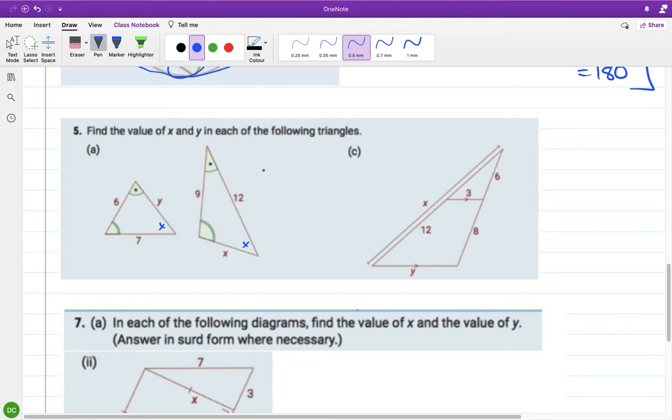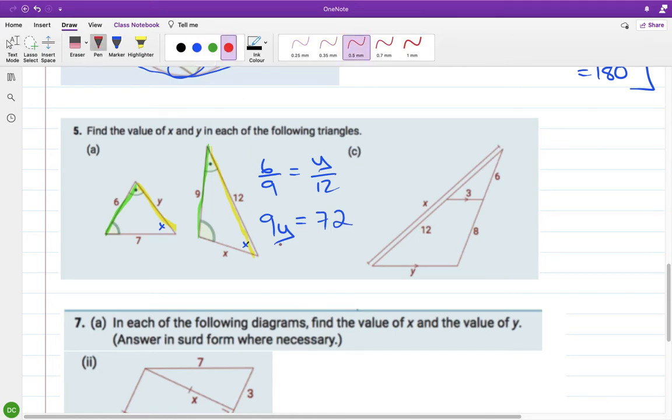What's the theorem? The sides are proportional in order. Okay, so we put 6 over 9. This one here corresponds to this one here, so 6 over 9. And then y over 12 would be this one here corresponding to this one here. Okay, so cross multiply, we get 9y equals 72.